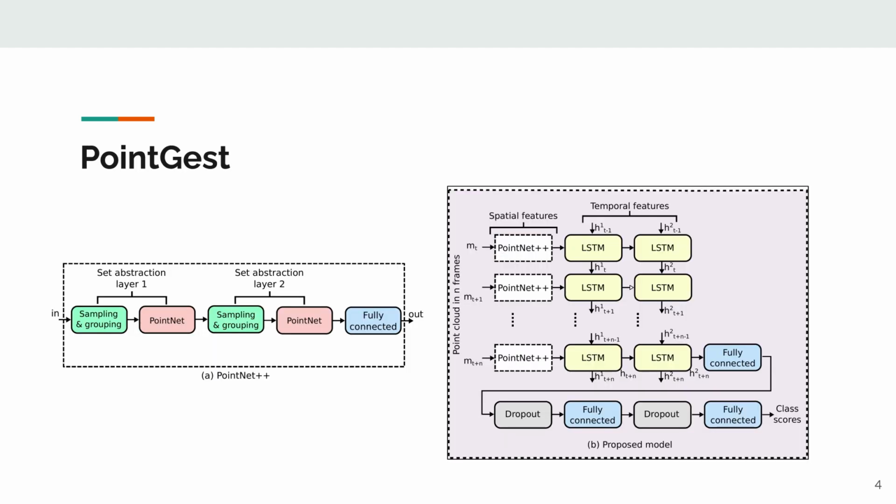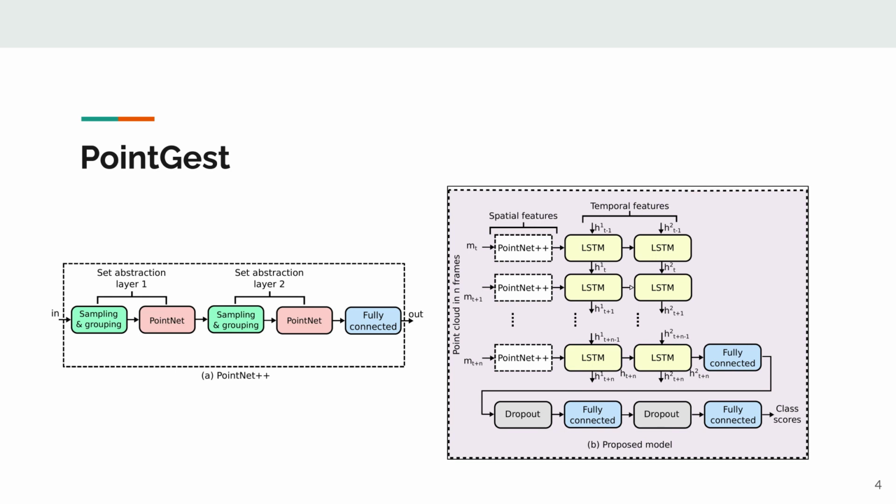PointGest is a neural network architecture that directly consumes 4D or dynamic point clouds. PointGest is designed in a way that it can extract not only spatial features but also temporal features of the input point cloud. Let's see how it works. First of all, PointGest extracts spatial features of the input frames through PointNet++ blocks. These blocks share their weights to decrease the number of trainable parameters of the network and as a result increase the generalizability while reducing the chance of overfitting.